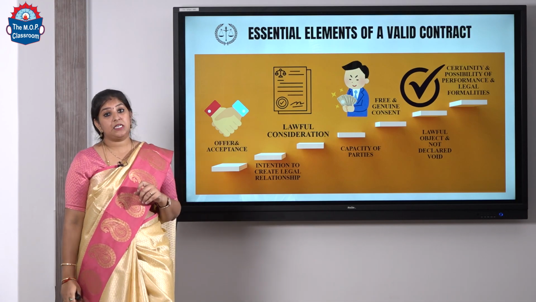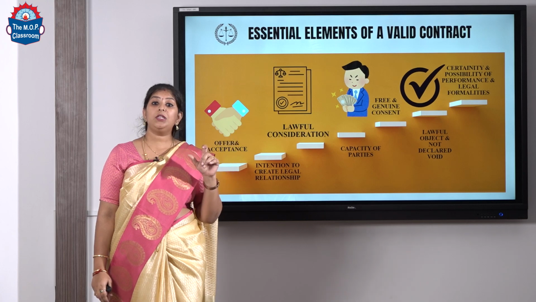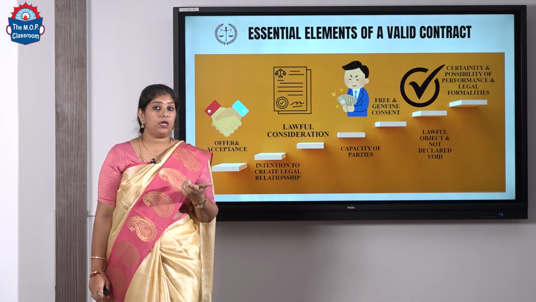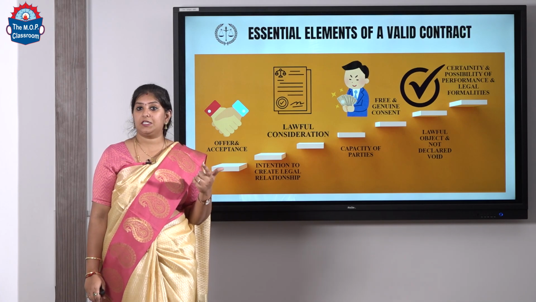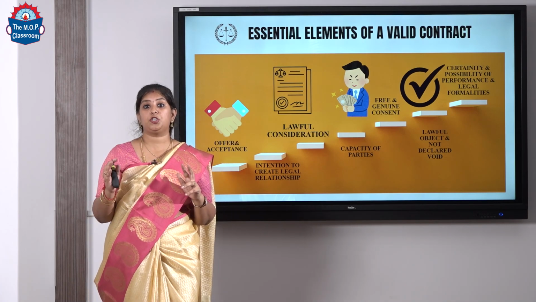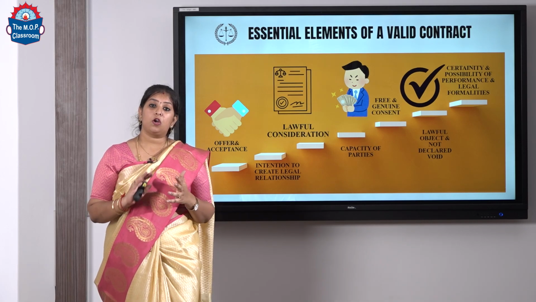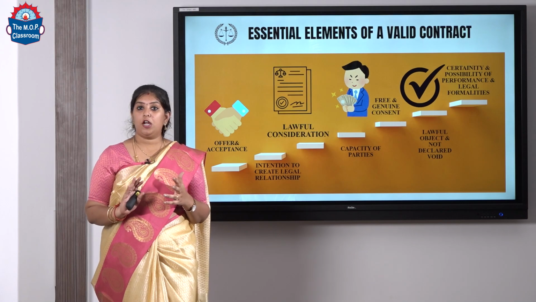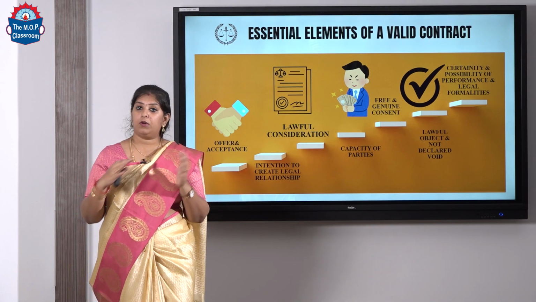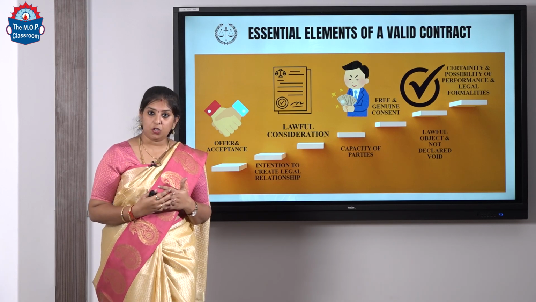And then capacities of parties. When I talk about capacity, it means both the parties to the contract must be of sound mind and they should not have any disqualification with respect to the Indian Contract Act. And also they should be a major person, not a minor. A minor cannot enter into a contract according to the Indian Contract Act 1872. So both the parties must fulfill all these conditions in order to enter into a valid contract.